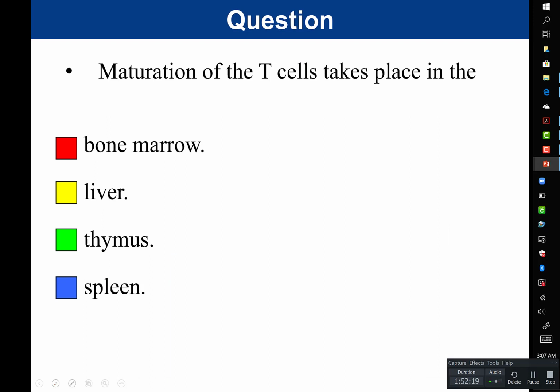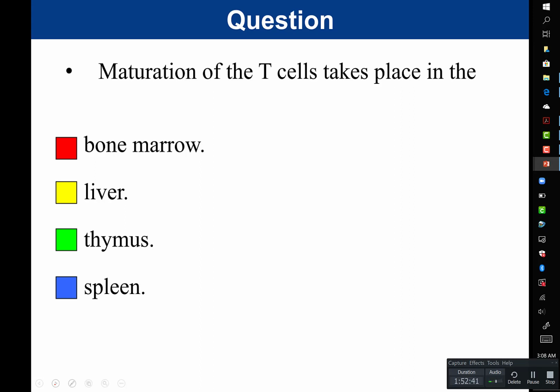So, question for you. Maturation of T cells takes place in the red bone marrow, yellow liver, green thymus, blue spleen. Take a minute, pause, think of your answer. When you're ready, push play.